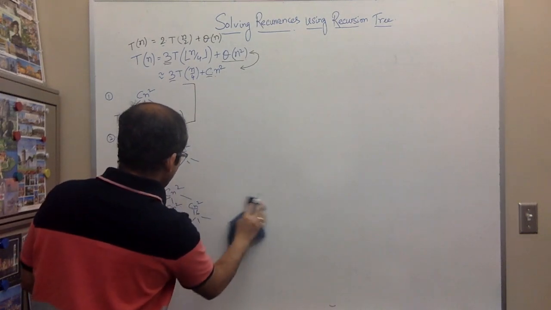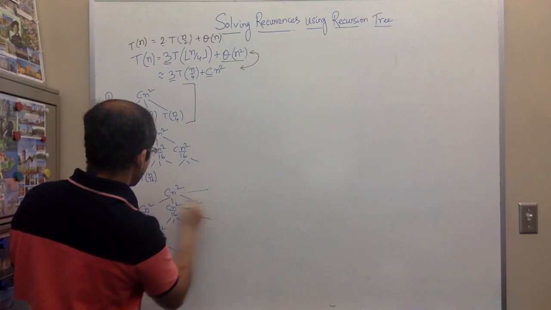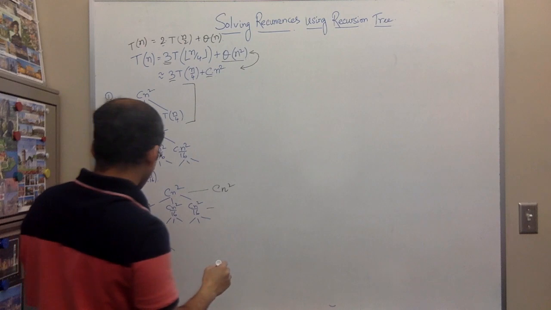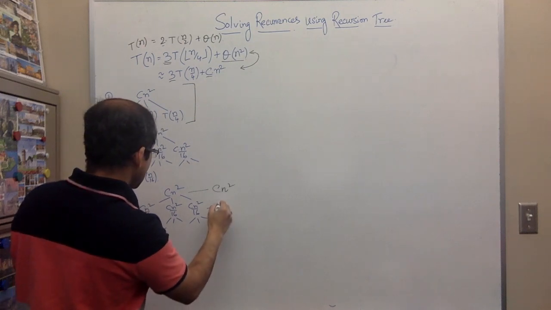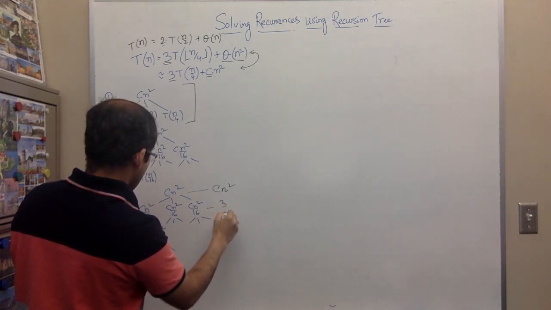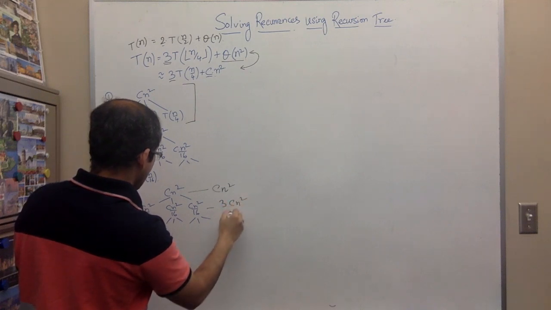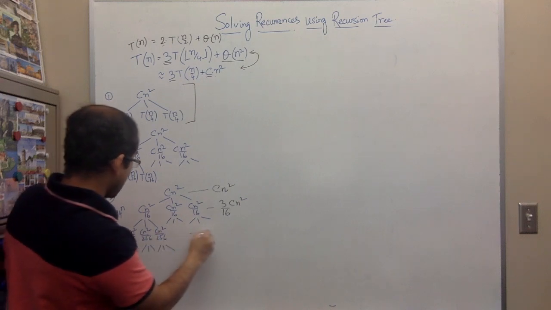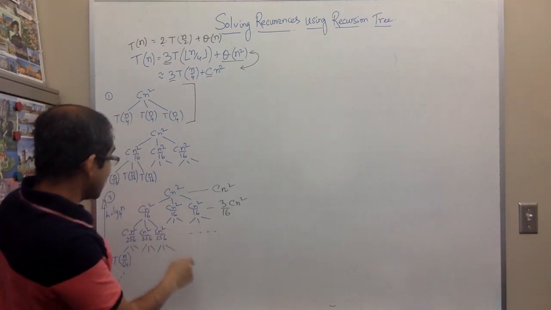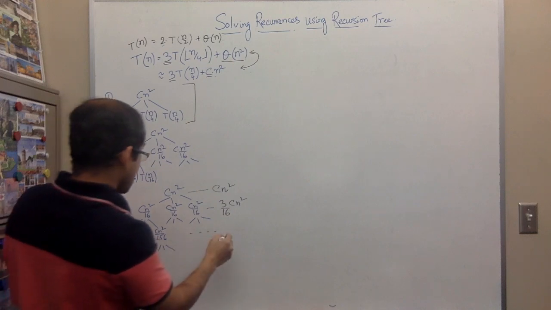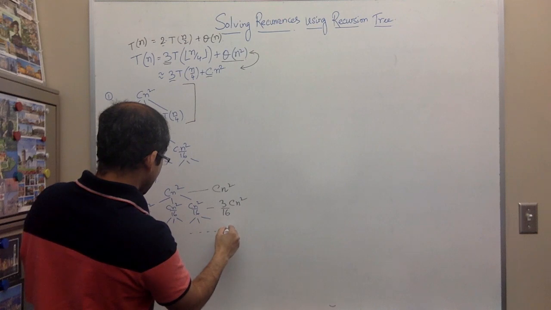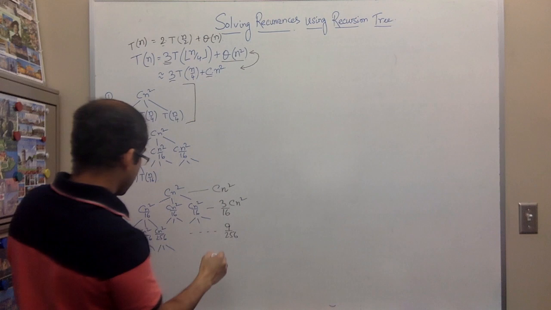Now let me wipe it out and then calculate the cost at each level. At this level the cost is cn². At the next level the cost is 3 by 16 cn². What about at this level? There are 3 threes are 9 nodes, so this is 256. So I can write it like 9 by 256. Is it 9 by 256?